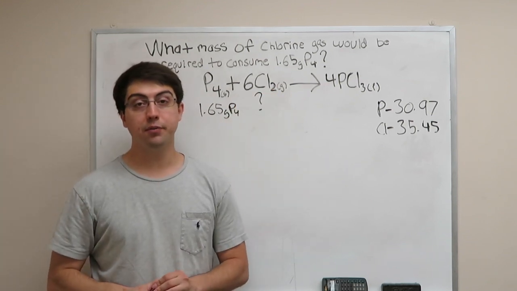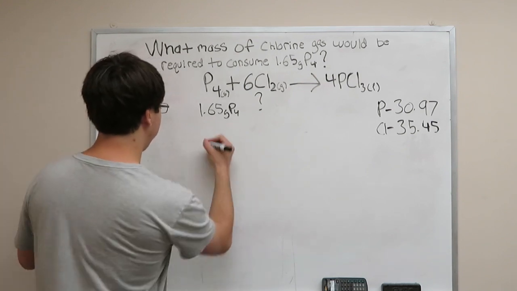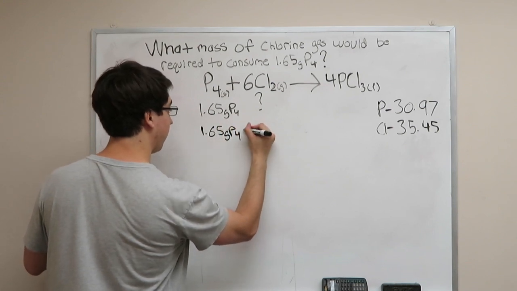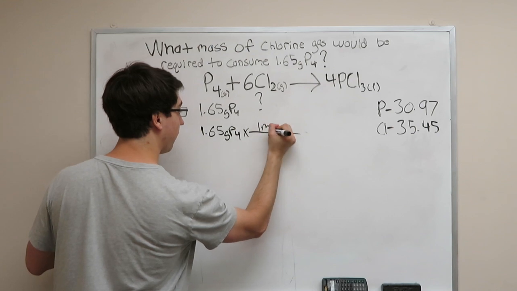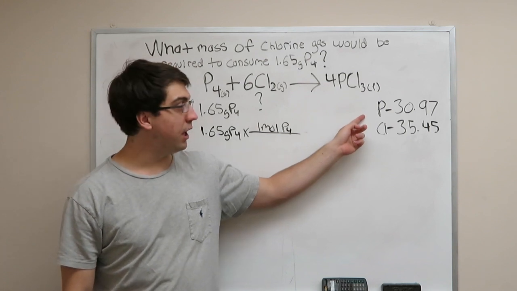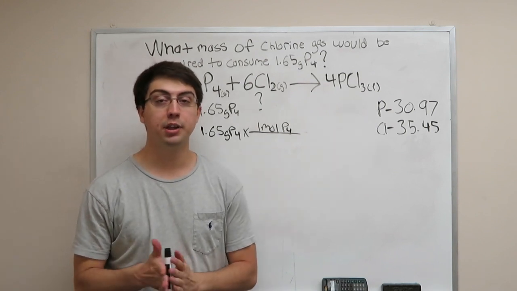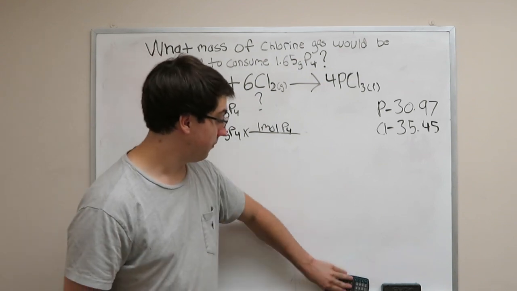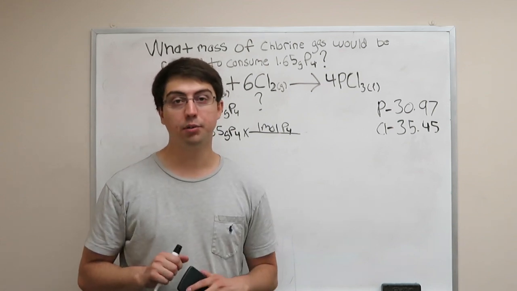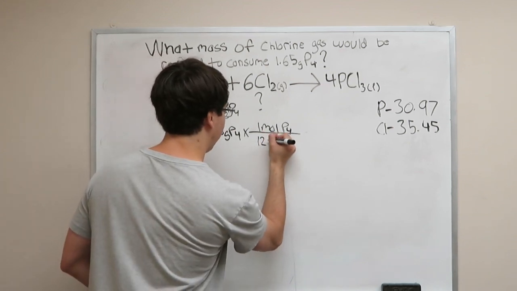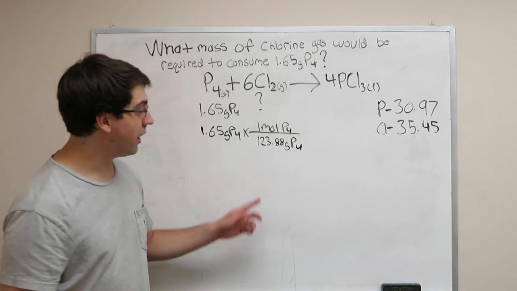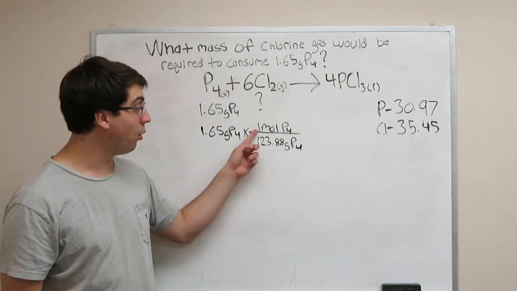First, we need to convert the grams of P4 to moles of P4. I got the molar mass of phosphorus from the periodic table as 30.97, but we have P4, so we need to multiply that by 4. I got 123.88. We now know that 123.88 grams are in 1 mole of P4.